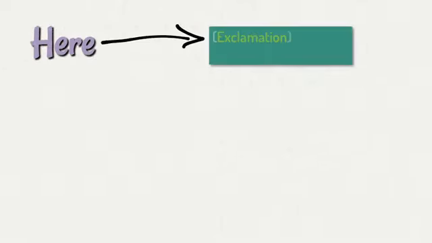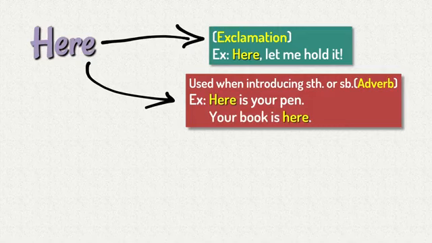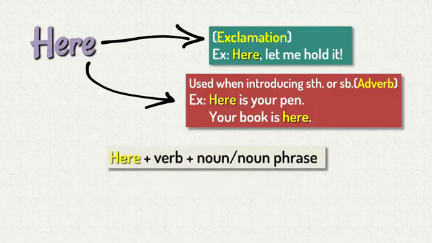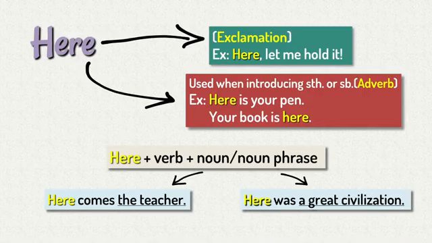So let's look at here now. We can use here as an exclamation, like here, let me hold it. Here can also be used as an adverb, and it is used when introducing something or somebody. Here is your pen. Your book is here. We use here plus the verb plus a noun or a noun phrase. For example, here comes the teacher, so the teacher would be your subject. Instead, with a noun phrase, here was a great civilization.